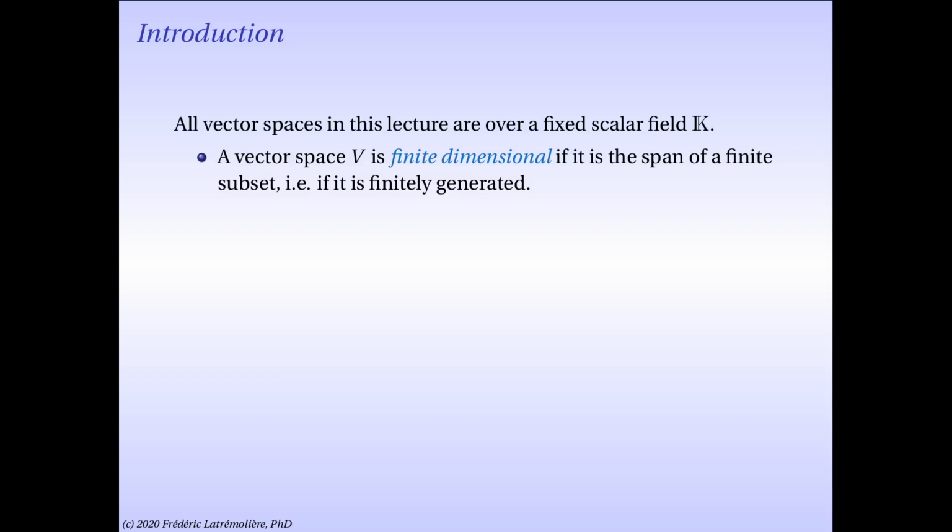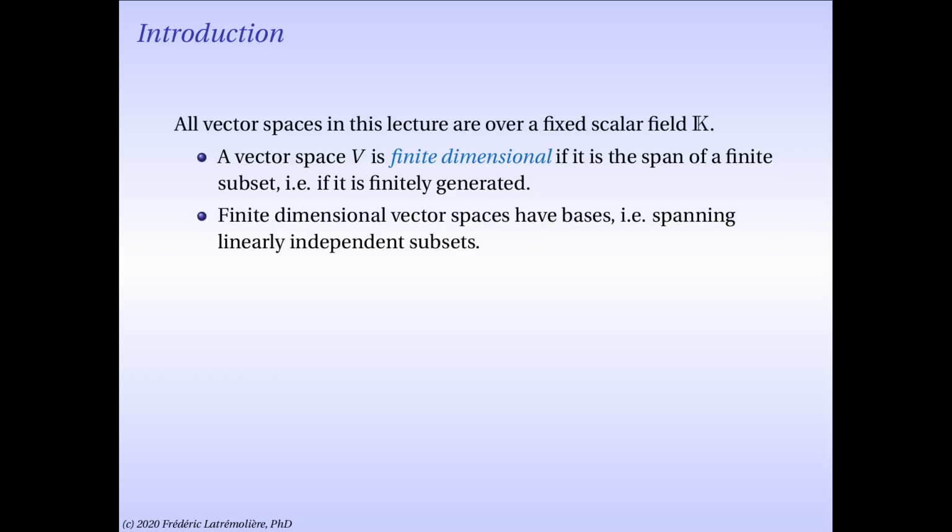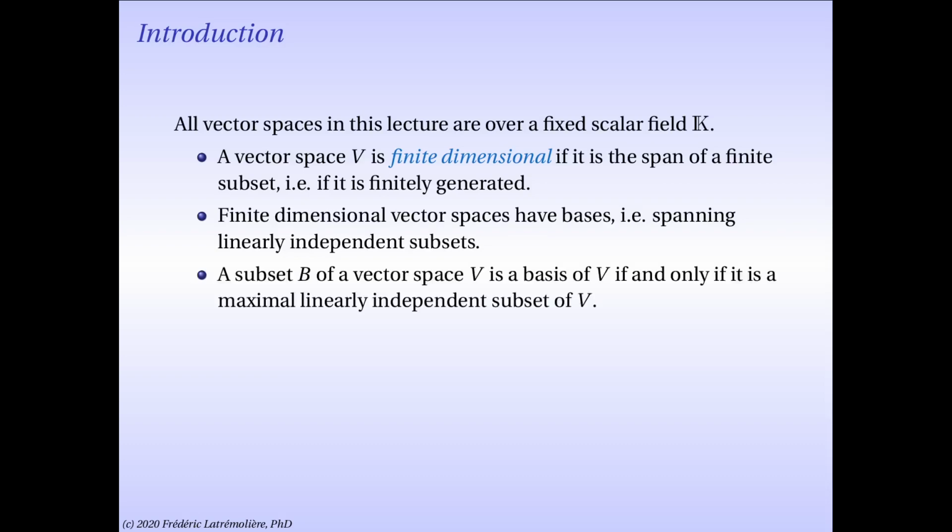A vector space V is finite dimensional if it is a span of a finite subset, that is, if it is finitely generated. Finite dimensional vector spaces have bases, that is, spanning linearly independent subsets. A subset B of a vector space is a basis of that vector space if and only if it is a maximal linearly independent subset for the inclusion.